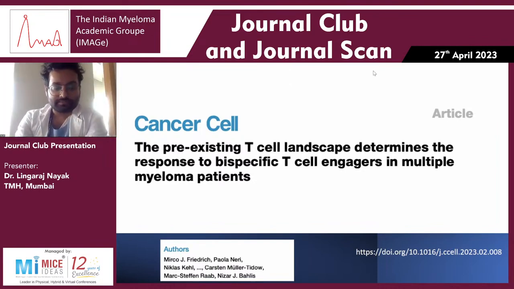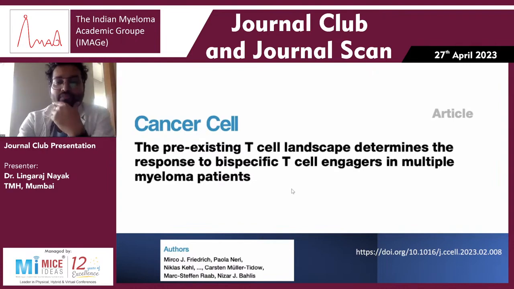Okay. So the topic for today's Journal Club, the title is Pre-Existing T Cell Landscape Determines the Response to Bispecific T Cell Engagers in Multiple Myeloma Patients, and the title is quite explicit about what we are expecting from this paper. What they have looked into is the pre-existing T cell repertoire that determines the response or the resistance to bispecific T cell engagers. Next slide, please.